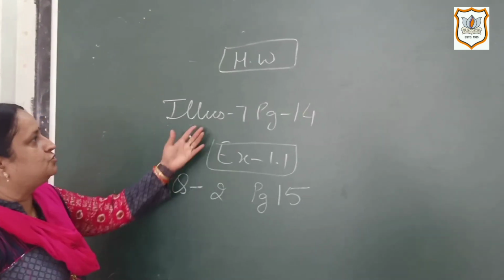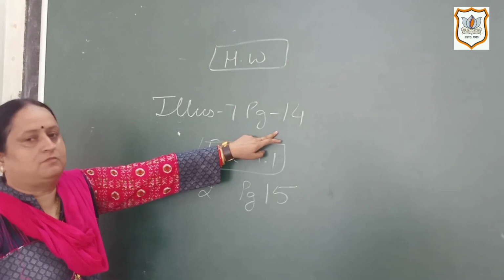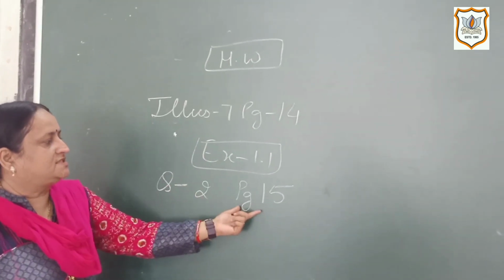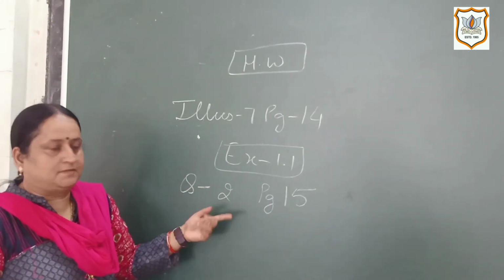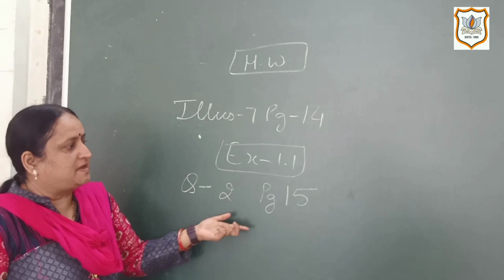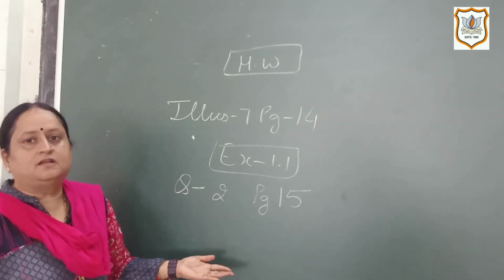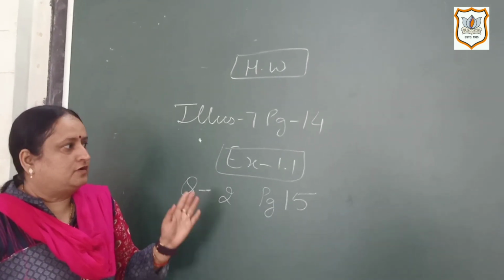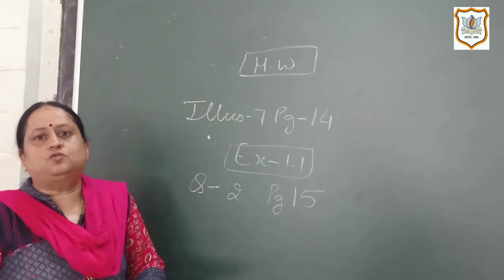Now solve these two questions as your homework. Illustration number 7, page number 14. Exercise 1.1, question number 2, which is given on page number 15. Solve these sums in a notebook as practice, and it is based on the same method which I have taught you today. In the next session, we are going to study the conversion of fixed base into chain base and chain base into fixed base.